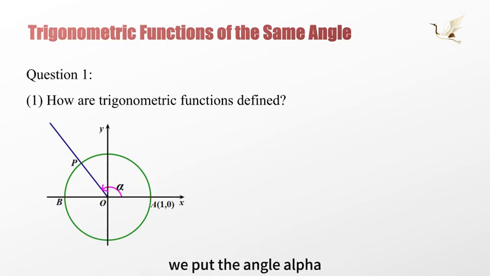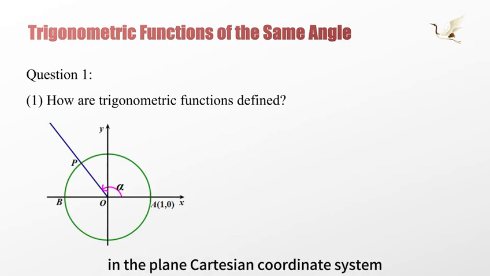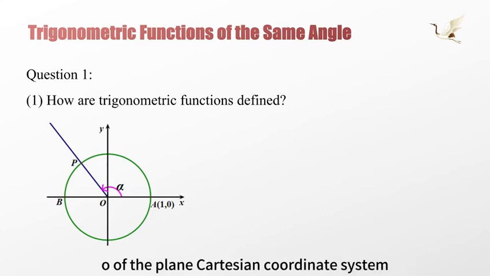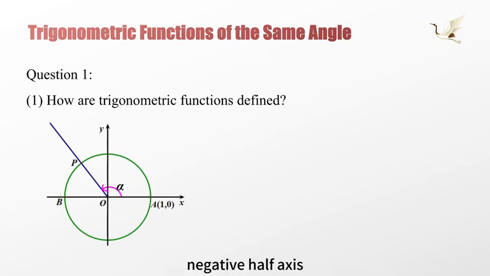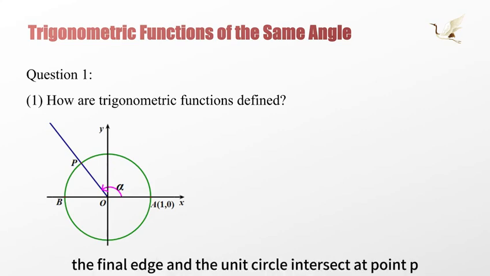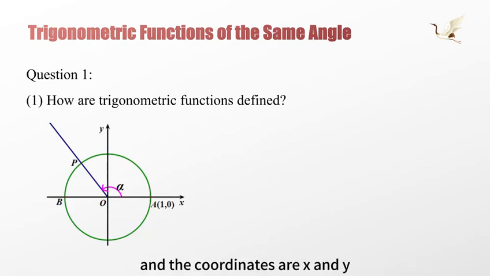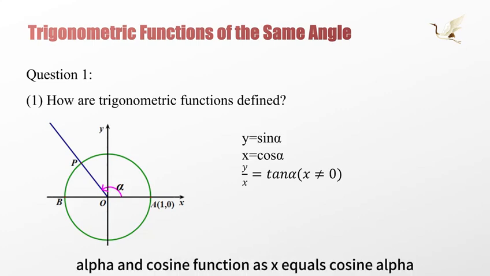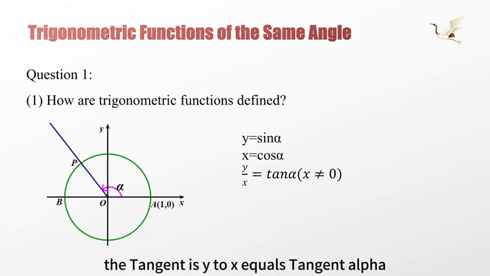We put the angle alpha in the plane Cartesian coordinate system. The vertex of the angle alpha coincides with the origin O of the plane Cartesian coordinate system, so that the initial edge coincides with the non-negative half-axis of the x-axis. The terminal edge and the unit circle intersect at point P, and the coordinates are x and y. We define the sine function as y equals sine alpha, the cosine function as x equals cosine alpha, and the tangent as y over x equals tangent alpha.